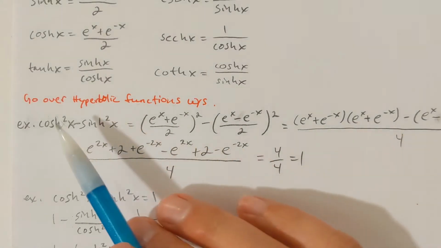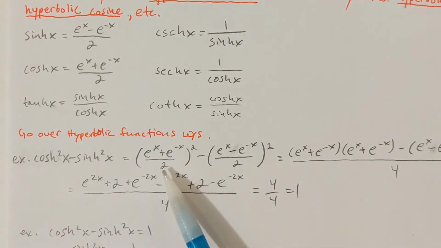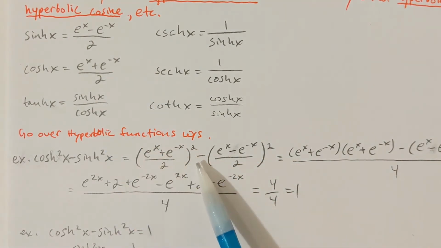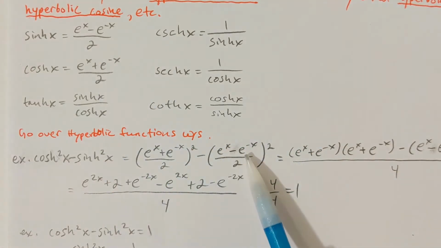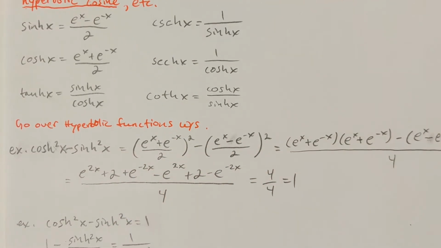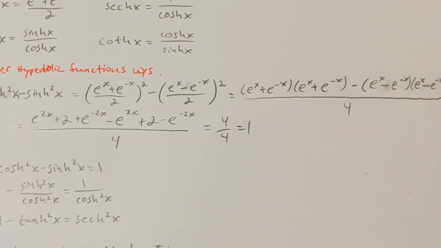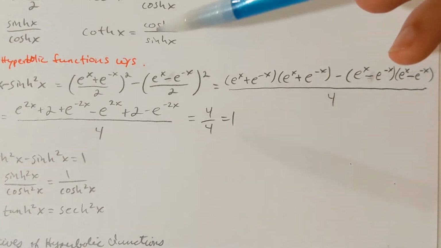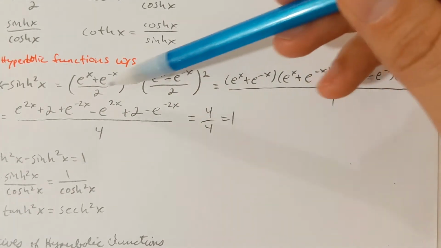Well, hyperbolic cosine x is defined as e to the x plus e to the negative x all over 2. I'm squaring that. Minus hyperbolic sine x is defined as e to the x minus e to the negative x all over 2. And I'm squaring that. Okay, now I want to simplify this and show that I get 1. Well, 2 squared is 4, right? So you're going to have a 4 in the denominator of both of these.